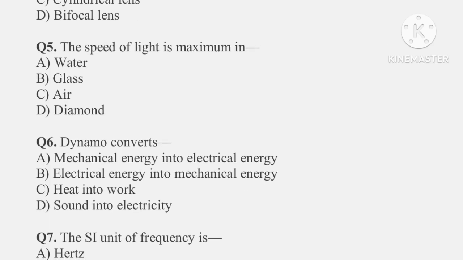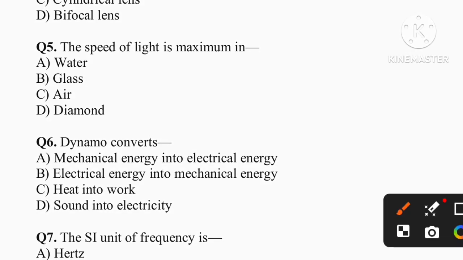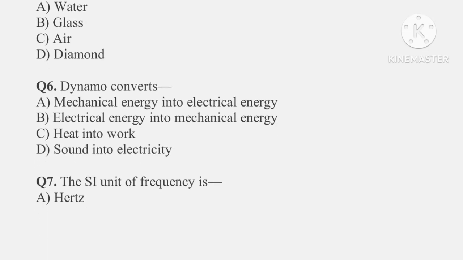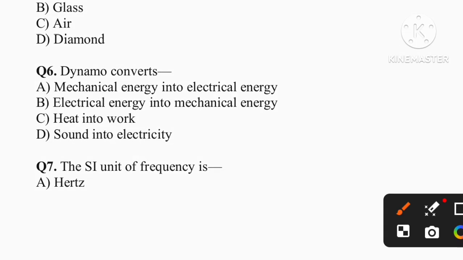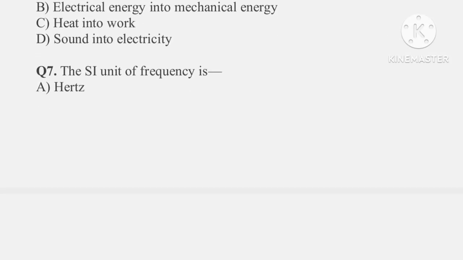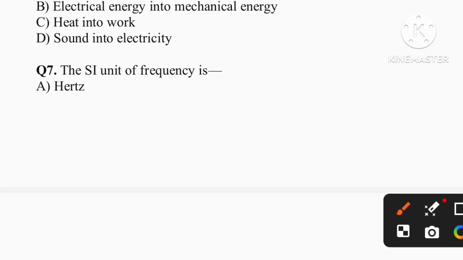Question number 5, the speed of light is maximum in. So, the answer is option C, that is air. Question number 6, dynamo converts. So, the answer is option A, that is mechanical energy into electrical energy. Question number 7, the SI unit of frequency is. So, the answer is option A, that is hertz.